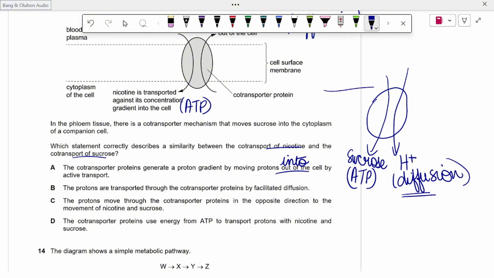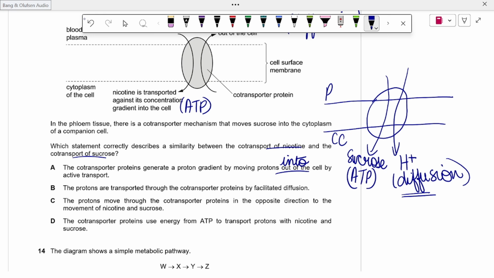ये हमने देखा. Let's say this is your blood plasma. I think थोड़ा सा नीचे हो गया, ऊपर हो गया. एक मिनट. This is your blood plasma. Sorry. Phloem tissue है. So this is your companion cell के अंदर जा रहा होता है आपका.